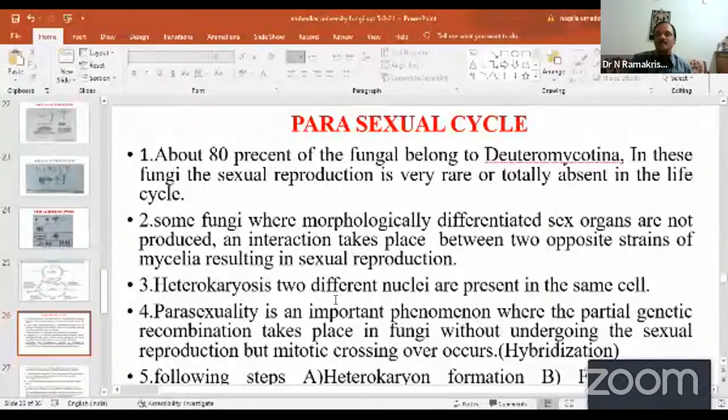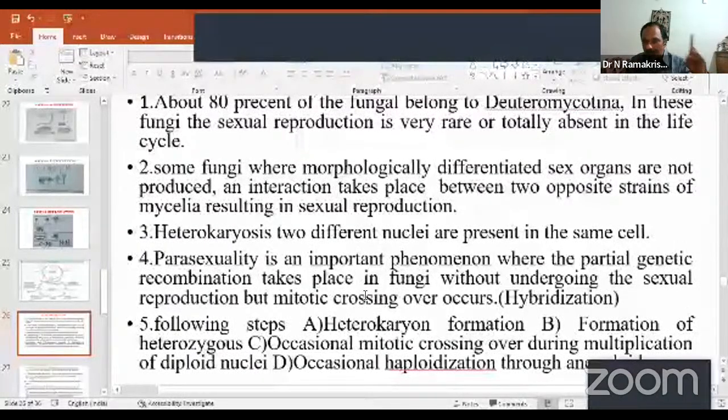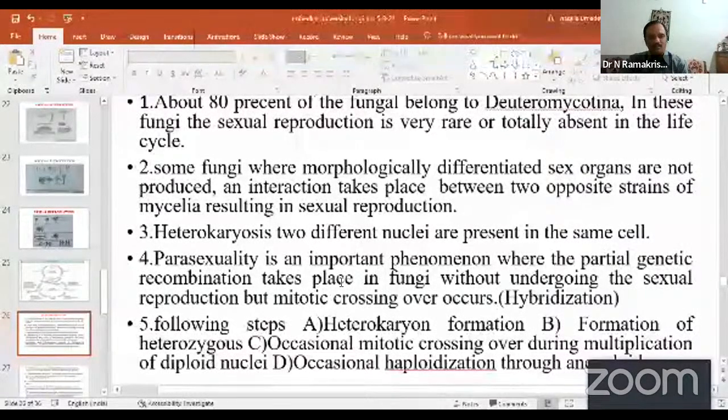Parasexuality is an important phenomenon where partial genetic recombination takes place in fungus without undergoing sexual reproduction, but mitotic crossing overs occur, that is generally hybridization. That is heterokaryon formation, formation of heterozygous, occasionally mitotic crossing over during the multiplication of the nucleus. So, the parasexual cycle.